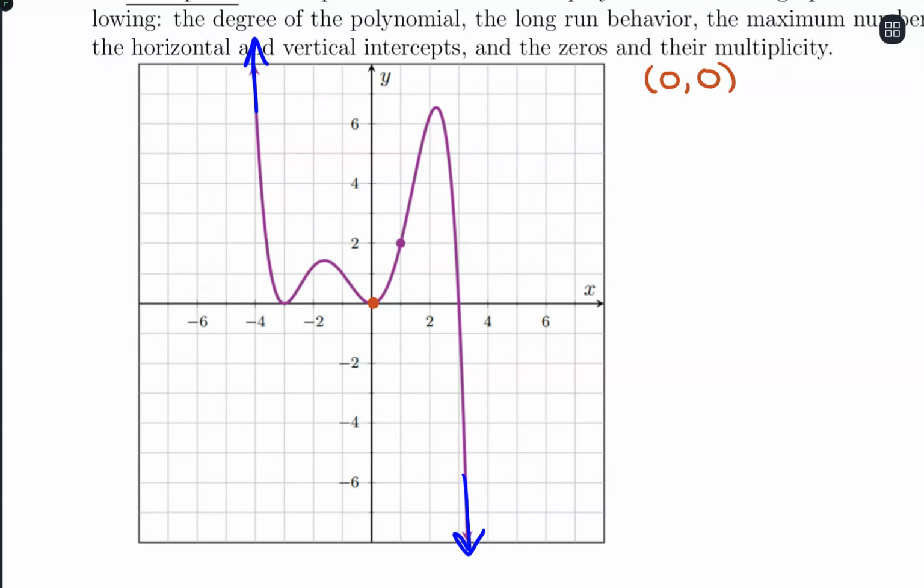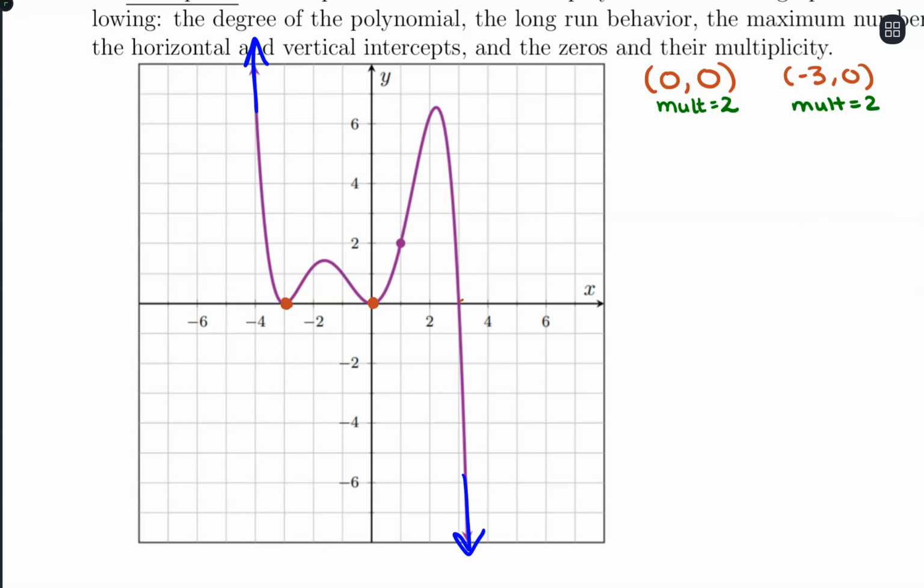What I can also see is at 0, 0, there's a bounce there. So because there's a bounce, I'm going to make a note that that 0 should have a multiplicity of 2. Okay, let's grab the other x-intercept. So we have an x-intercept at negative 3, 0. And that also has a bounce, so that's also going to have a multiplicity of 2.